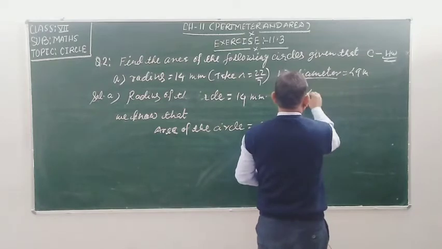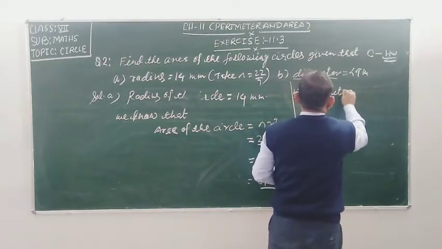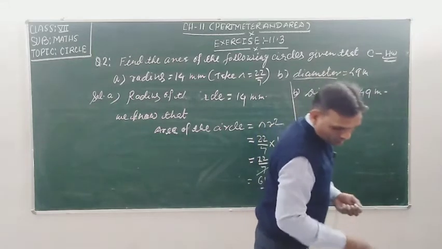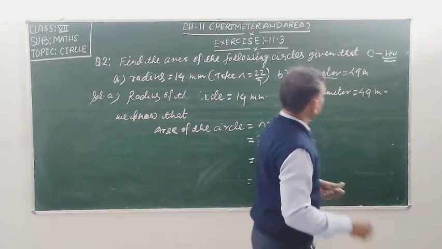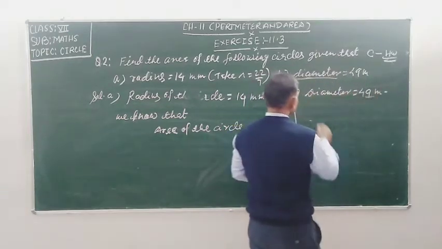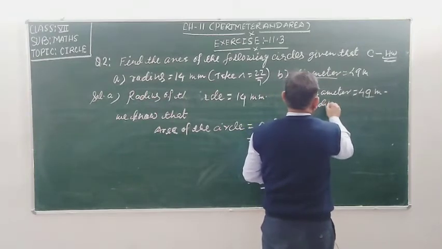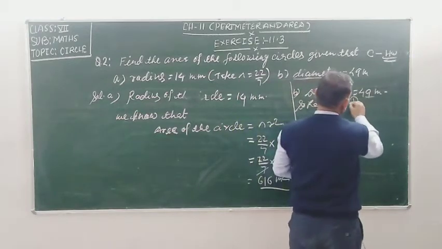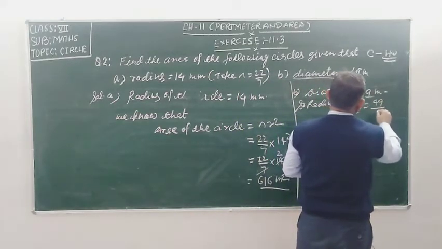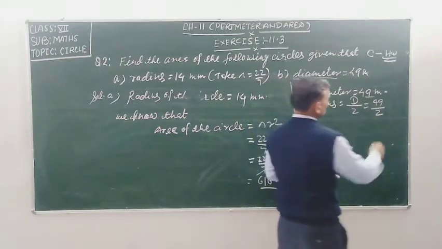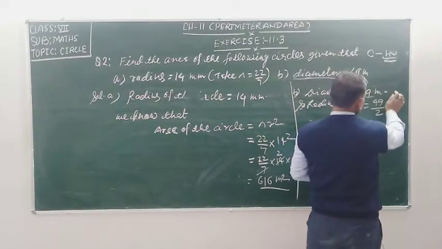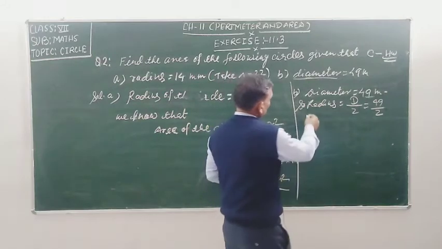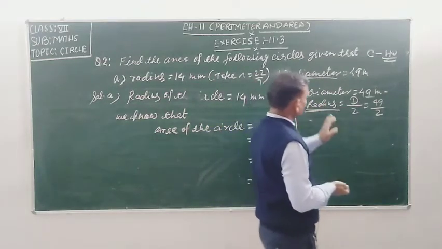Diameter is equal to 49 meter. Diameter is 49 meter. So radius, you know, radius is half of the diameter. Means diameter upon 2 is equal to 49 upon 2. And we get, student, don't divide it here. In calculation, we divide it. So you have found out the radius.